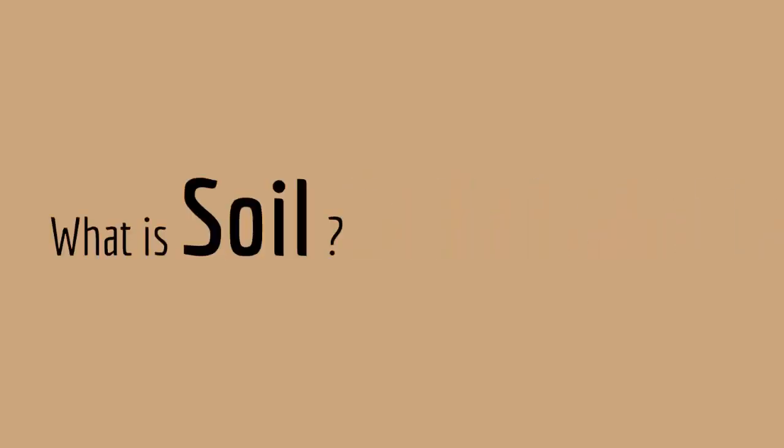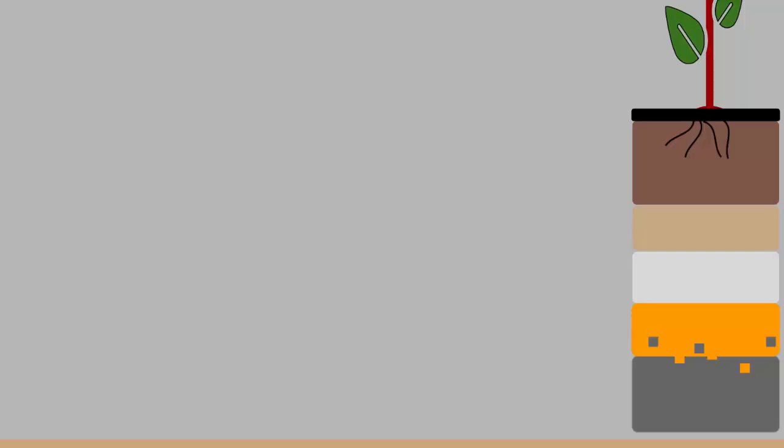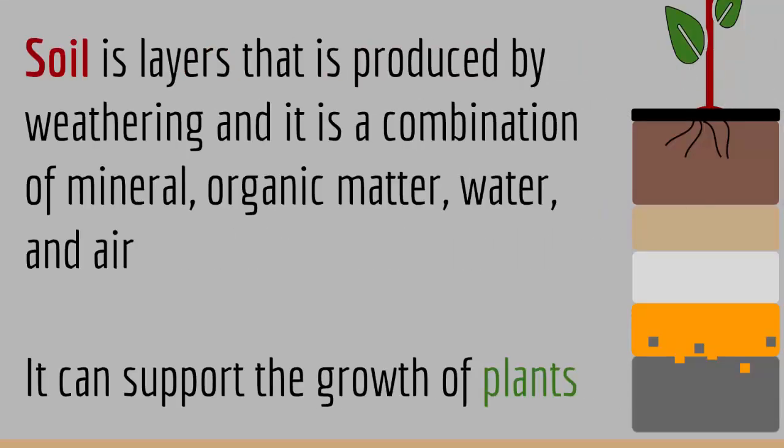So let's ask, what is soil? Well, soil is layers produced by weathering, and it's a combination of minerals, organic matter, water, and air. Soil is referred to as an interface, or a common boundary where different parts of a system come together. So soil is an interface where the biosphere, the geosphere, the hydrosphere, and the atmosphere come together.